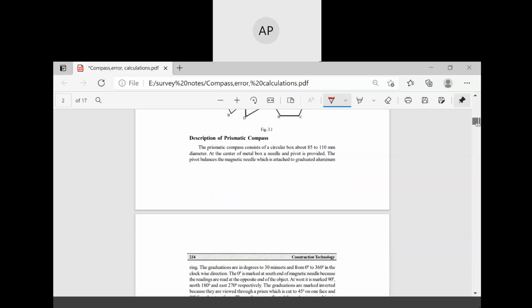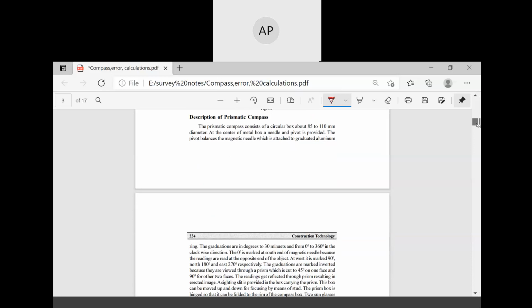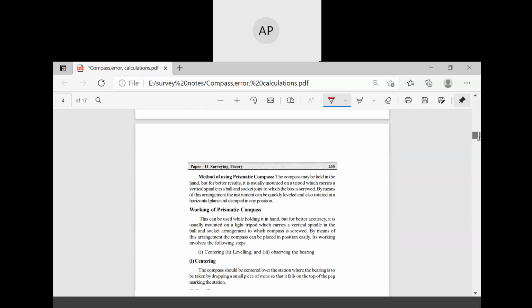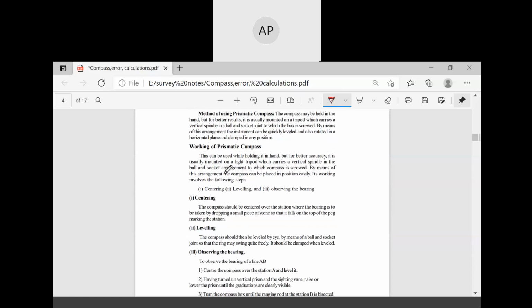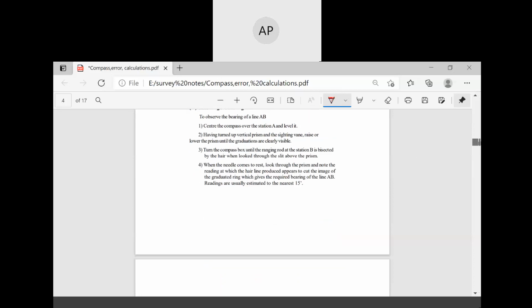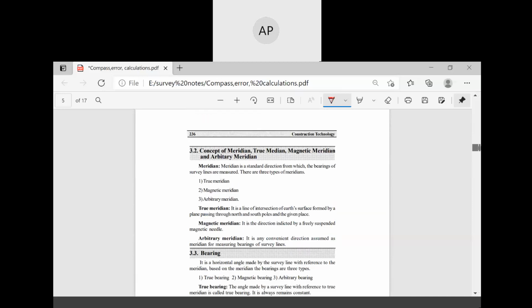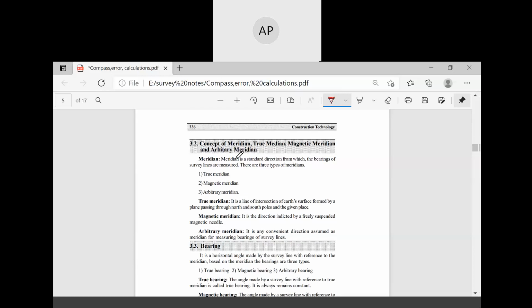I have already shared the parts of a prismatic compass. These are the different parts, and these are the working principle. Three steps are involved: centering, leveling, and observing the bearing. Before that, we have to know what is meridian: true meridian, magnetic meridian, and arbitrary meridian.